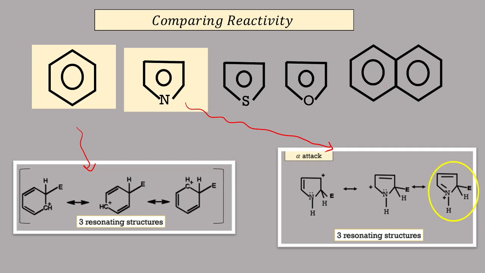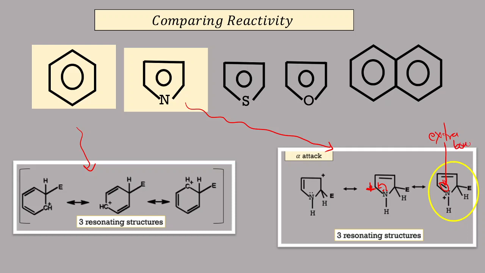Look at one of the resonating structures of pyrrole. In this resonating structure, there is an extra bond, isn't it? If you count this bond here, there is an extra bond. In this resonating structure, there was a plus charge, and then there was a lone pair here, and in the next one, this lone pair has become a bond pair, a pi bond pair. So there is an extra bond here, and this makes the difference.